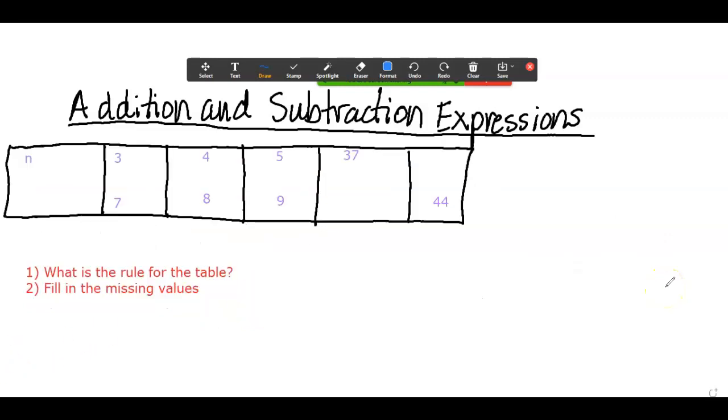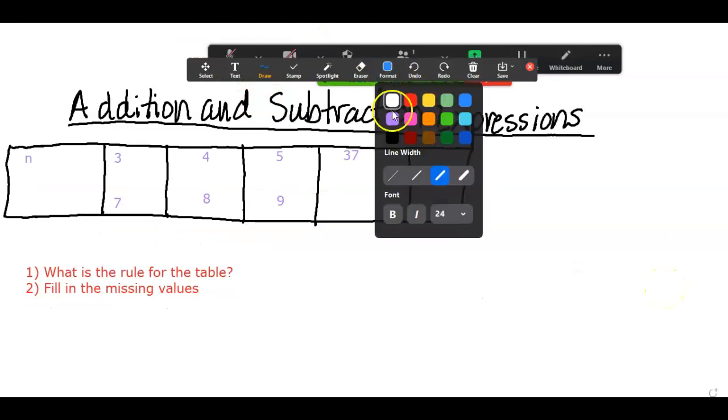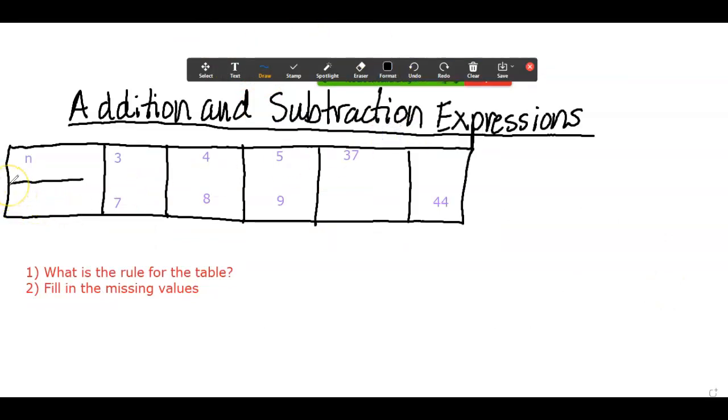All right, this will be the last one in this video. So I have my table here, and I have the same two questions as before. What is the rule? And fill in the missing values. So I know that my variable is n. I do not know my rule. Something is happening to n to get these values. And I also see I have two missing spots. So once we find our rule, we'll go and fill those in.